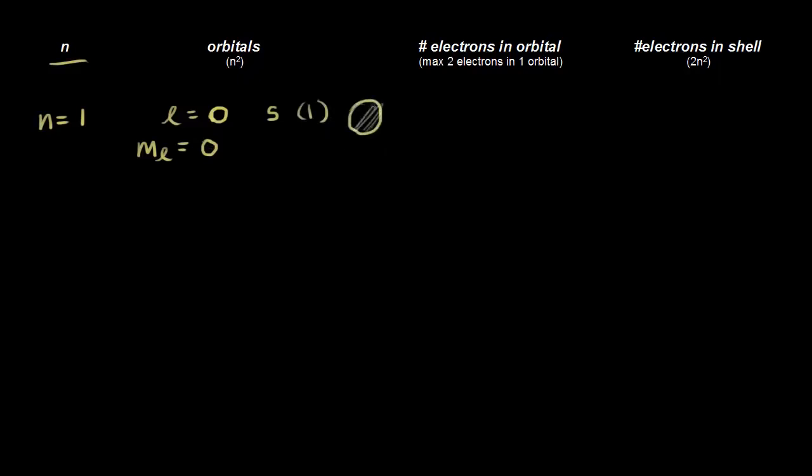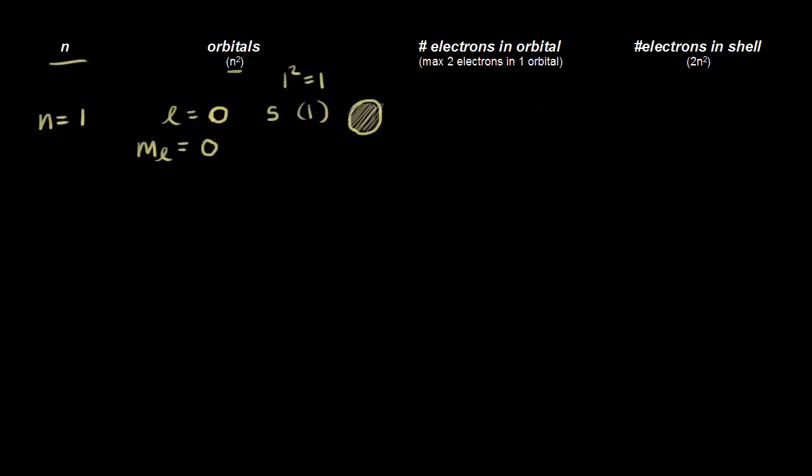So remember, an orbital is the region where you're most likely to find an electron. So there's a total of one orbital in the first energy level, and you could have gotten that by using n squared. So when n is equal to 1, 1 squared is equal to 1. That's the total number of orbitals that you're going to find in the first energy level here.